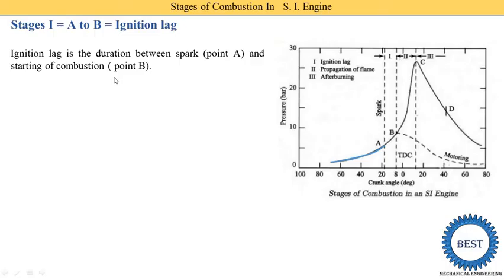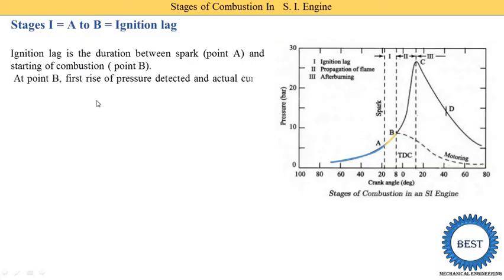A similar thing happens in an IC engine. The spark takes place at point A, but combustion does not start immediately. It takes some time, so it is known as the ignition lag. What is the ignition lag? Ignition lag is the duration between the spark point A and the starting of the combustion, which is point B. So combustion does not start directly; it requires a certain time. This time is known as the ignition lag time.